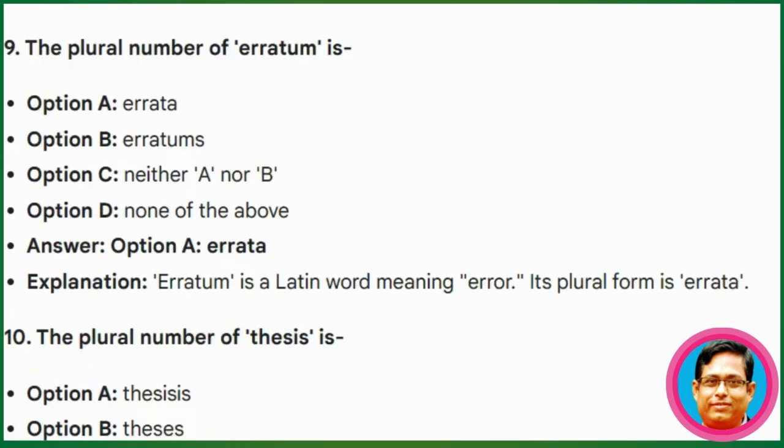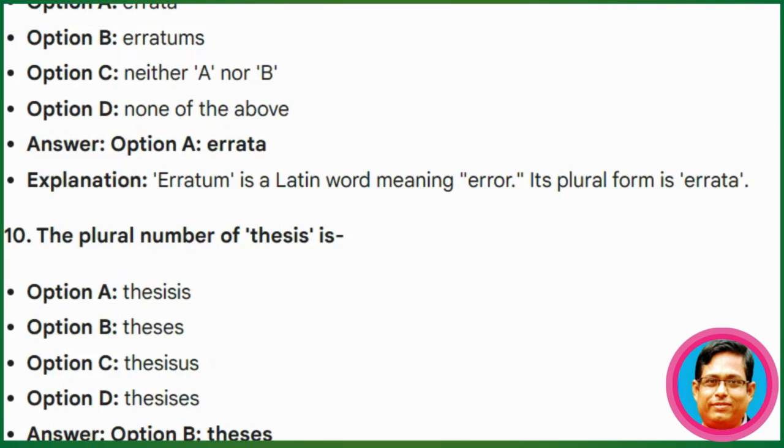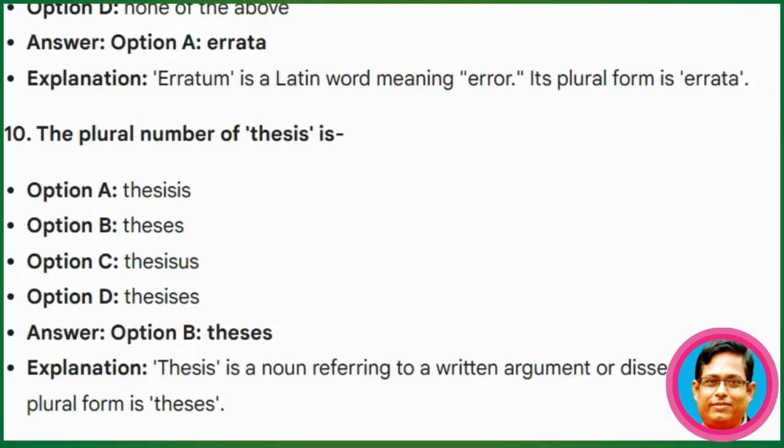9. The plural number of erratum is option A, errata, option B, erratums, option C, neither A nor B, option D, none of the above. Answer, option A, errata. Explanation, erratum is a Latin word meaning error. Its plural form is errata.